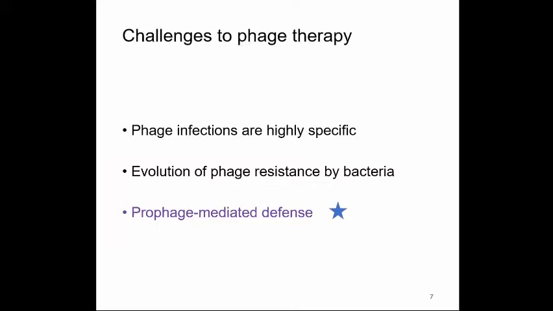So, number 1, phage infections are highly specific. What this means is that for every pathogenic bacteria that you want to arrest with a phage therapy, you need to go and isolate specific phages that can infect them. There is a problem because the act of isolating these phages is not trivial at all. Some of them are really very difficult to come by.